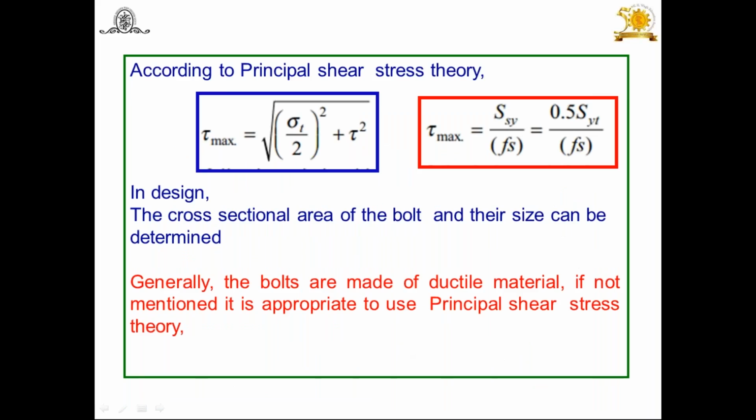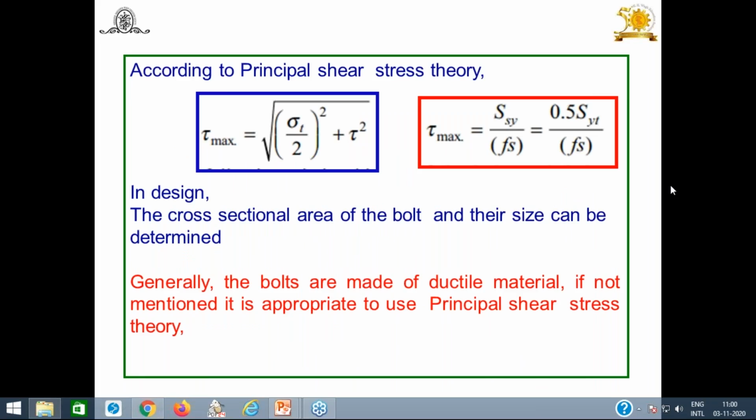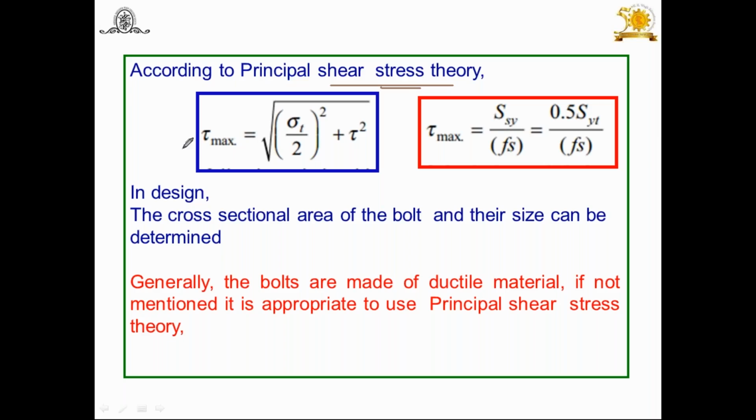And another theory is the principal shear stress theory. According to this theory, you know very well the expression: tau max is equal to under root (sigma t by 2) bracket square plus tau square. You can substitute tau here and sigma t here, which is calculated from P upon number of bolts. You will get tau, that is shear force, and then shear force means load upon area. Similarly, sigma t you have calculated from the couple, that is tensile stress. You will get tau max.